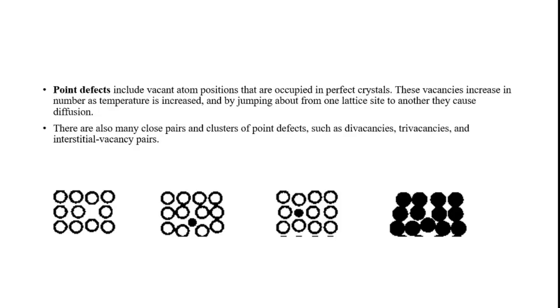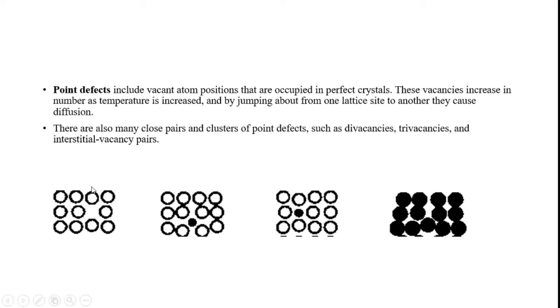The crystal defects are significant factors in crystal formation. Crystal defects can be classified into four types: point defects, line defects, stacking faults, and cold work. Here, what is a point defect? Let's see. Point defects include vacant atom positions that are occupied in perfect crystals.